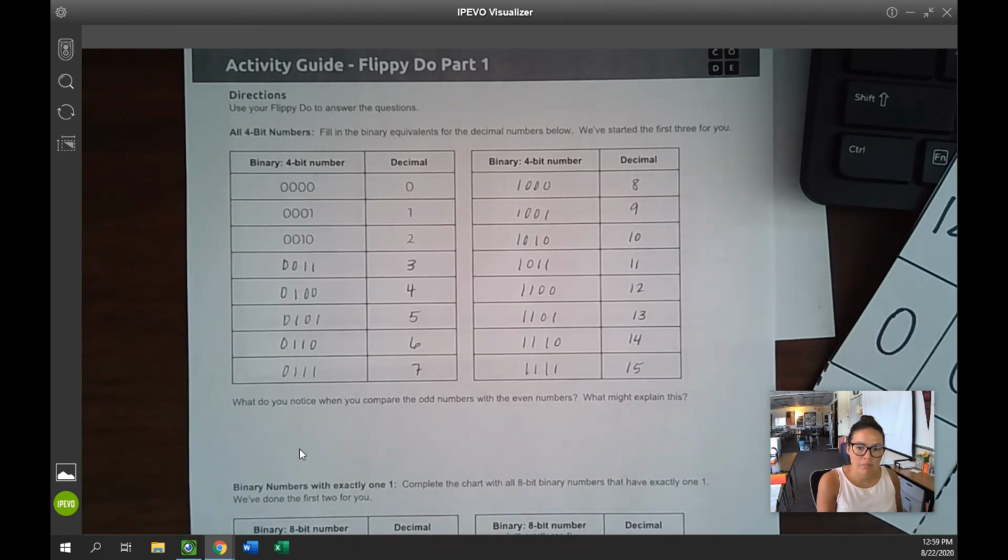Okay, so you can go ahead and pause the video and take just a few seconds to look at the odd numbers compared to the even numbers and see if you can see any patterns and figure out why that is the way that it is. So pause the video. Try to answer it on your own.